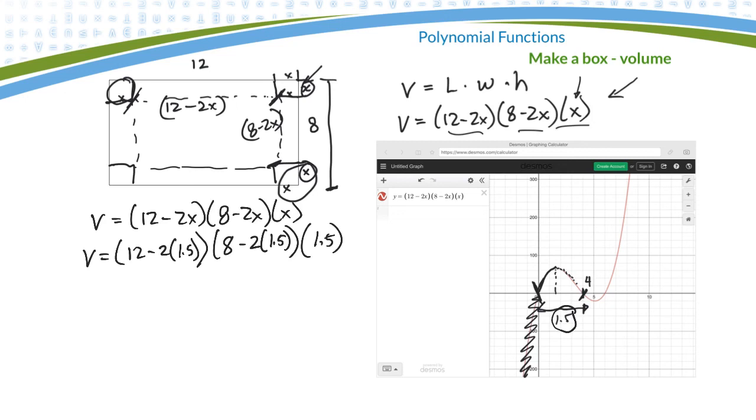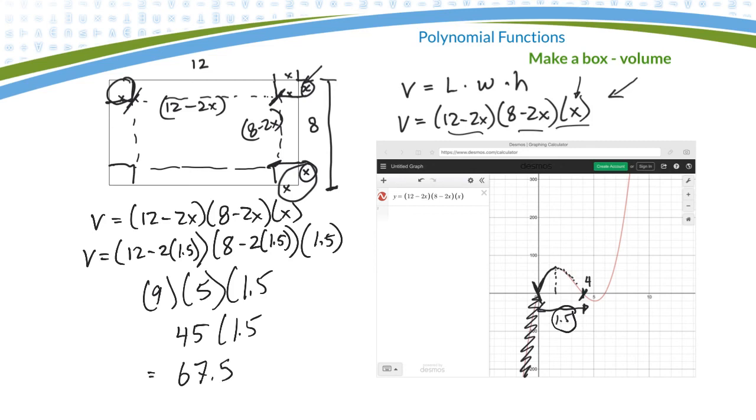It'll be 9 times 5, which is 45, times 1.5. I think it should come out to about 67.5. So that would be the volume of the box that you could make if the chunk that you cut out is 1.5 inches. If you wanted to try 4, you could do that too.